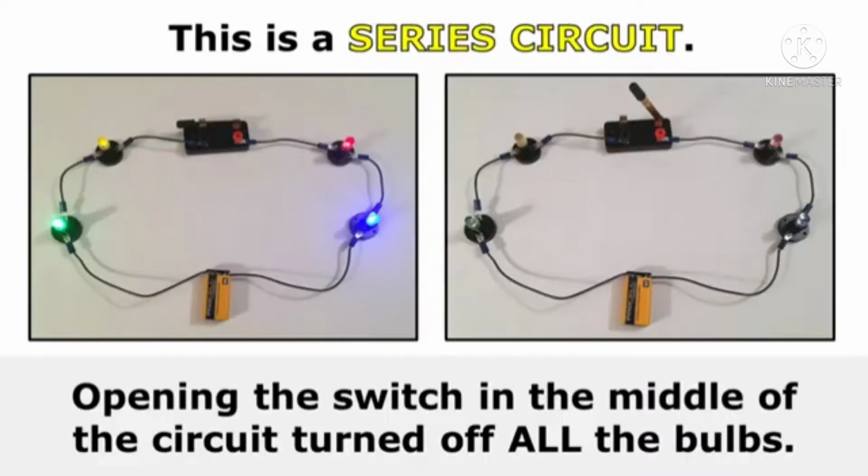This is a series circuit, and you can see on the left here that electricity is able to travel through the entire circuit and all the light bulbs are glowing. But when I open the switch, I create a gap in the middle of the circuit. Opening the switch in the middle of the circuit turned off all of the bulbs. In a series circuit, it does not matter where the gap happens. If you get a gap anywhere in a series circuit, the entire circuit stops working.